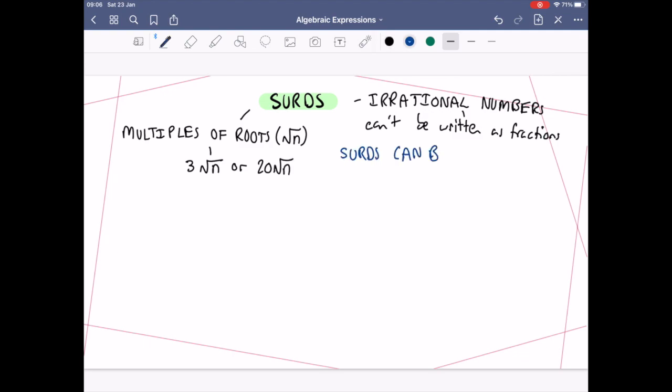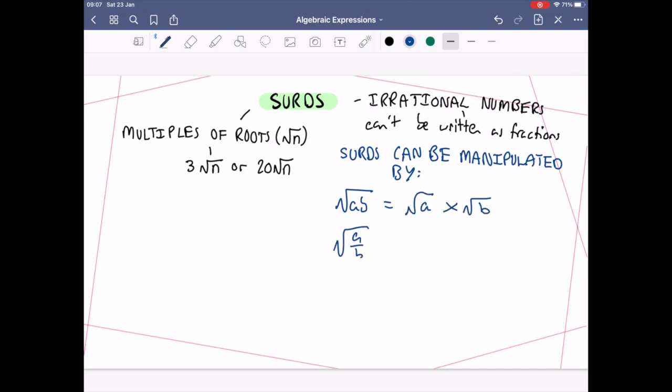So surds can be manipulated by two basic methods. The first one is if you have the square root of ab, this can be written as square root of a times square root of b. If you have the square root of a over b, this can be written as square root of a over the square root of b. So let's look at an example now.